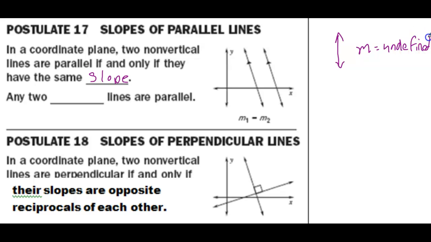So I can't have a slope equal to undefined. So any 2 vertical lines are also parallel. So basically, any 2 lines with the same slope are parallel. Now, perpendicular lines: 2 non-vertical lines are perpendicular if and only if their slopes are opposite reciprocals of each other. So if I have a slope of 1/2 and I have another line with a slope of -2, those are going to be perpendicular lines.